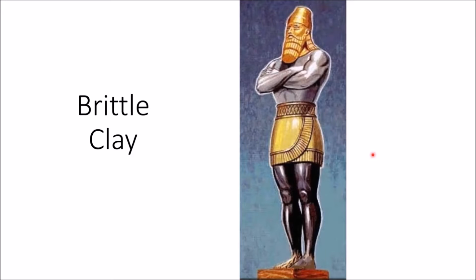The lesson today is called Brittle Clay. It's a reference to Daniel 2 and the statue that the king saw, and Daniel helped him interpret the prophecy in that. But we're not really entirely starting a new lesson. This is continuing on from the things that we learned last week, and we'll see how that fits in right away here.